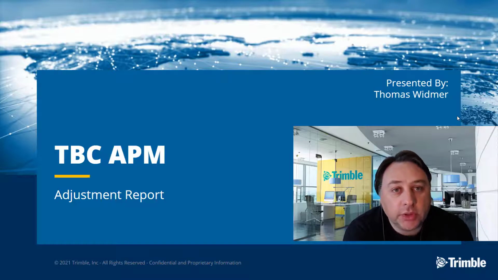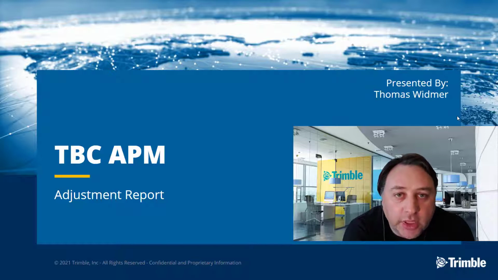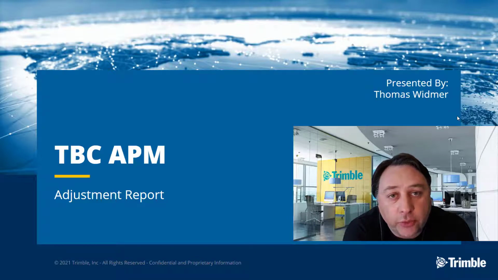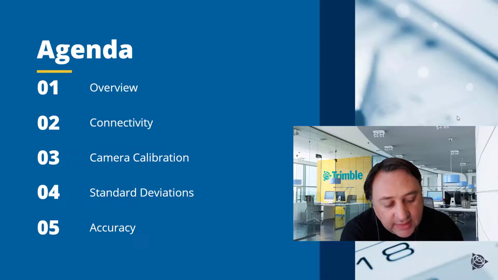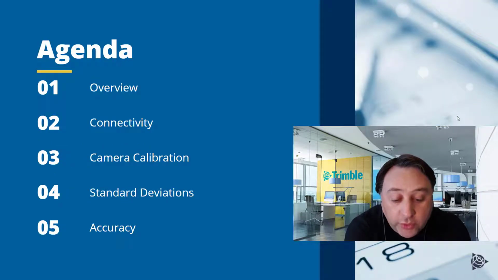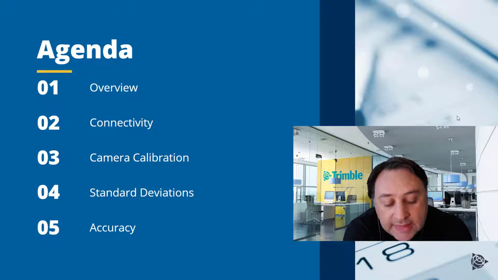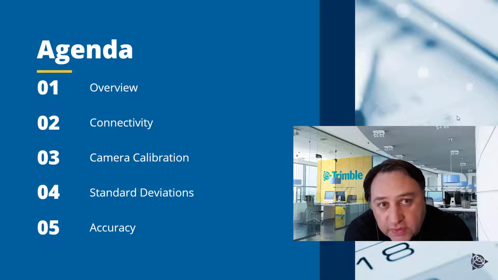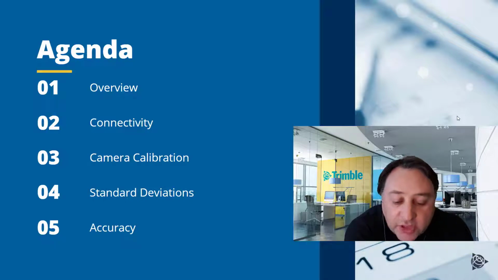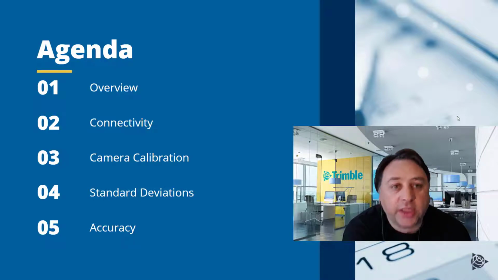We want to cover in this video series the adjustment report, and we want to take a deep look into the different sections of the adjustment report. Today we will start with the first part, and in this case here we want to give an overview about connectivity and also camera calibration, standard deviations and accuracy. The training material will be cut into these different sections. So this video here will first cover just the overview and the connectivity.